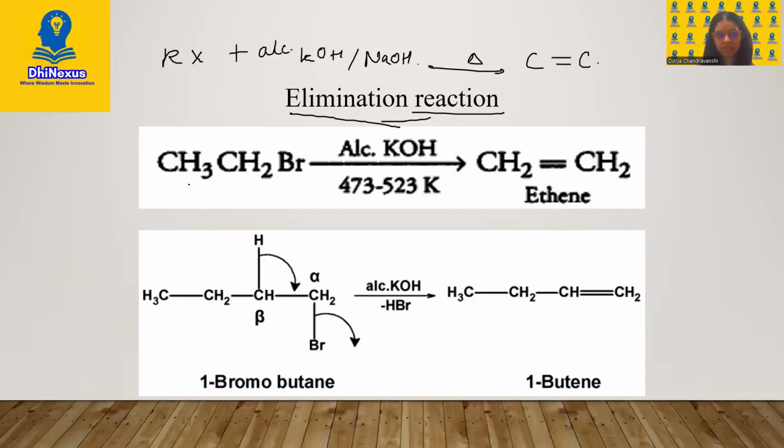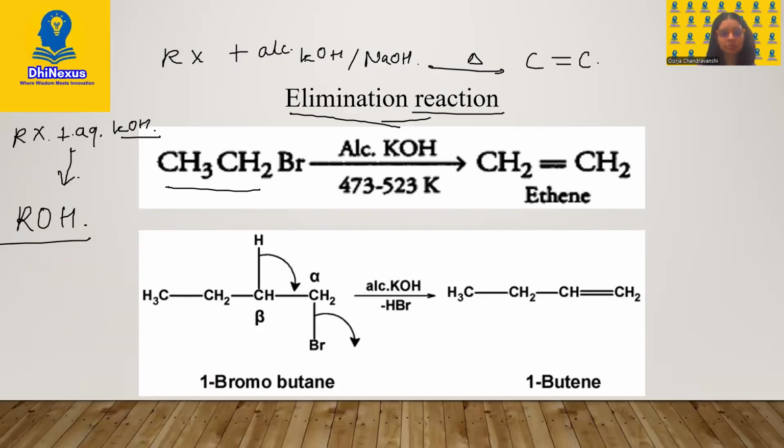In this case, the similar reaction is that of alkyl halide with aqueous KOH. In that case, what I achieve is an alcohol. Students tend to get confused because there's KOH in both the cases, but do remember the condition: if I want to make alcohol, I will be taking aqueous conditions. If I want to make alkene, then I will be taking alcoholic conditions.